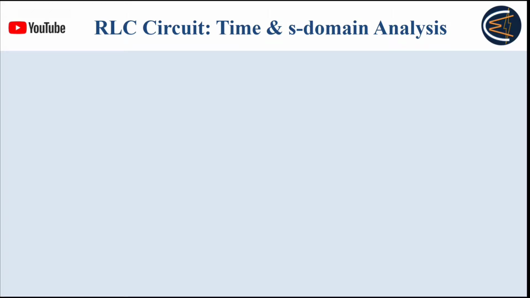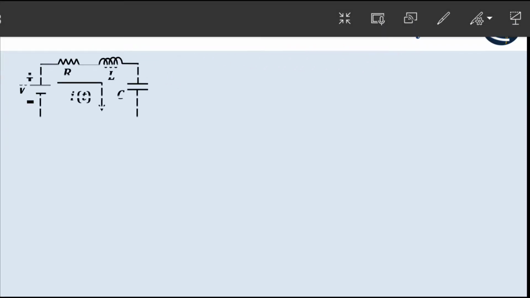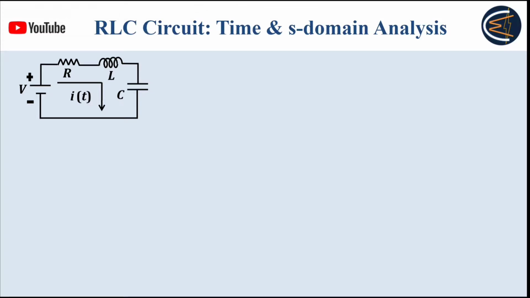So in this video lecture we will discuss time and S domain analysis of RLC series circuit. So let's start. As you can see, this is the circuit diagram of an RLC series circuit, and V is the supply voltage and I(t) is the current flowing through that circuit. First we will see the mathematical analysis behind that, and then we will discuss the time and S domain response of this system.